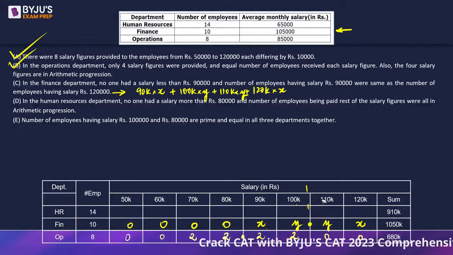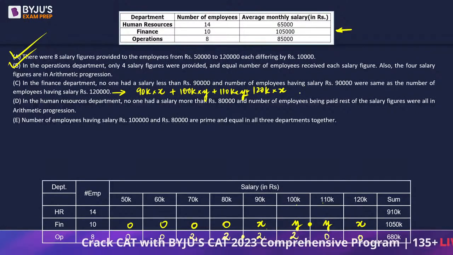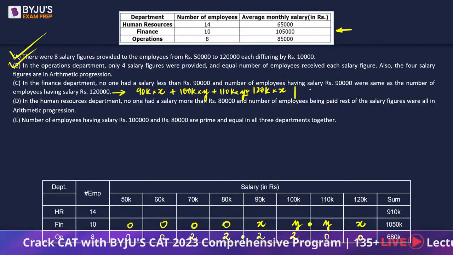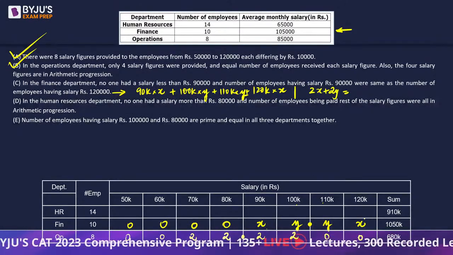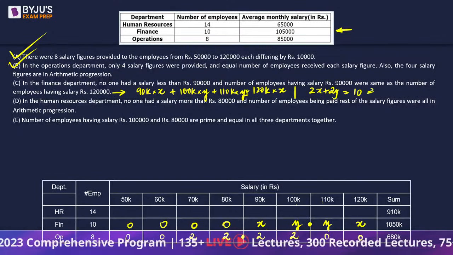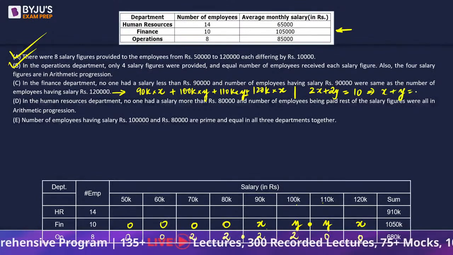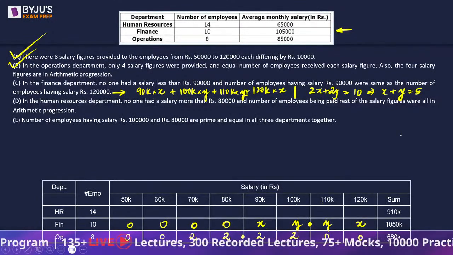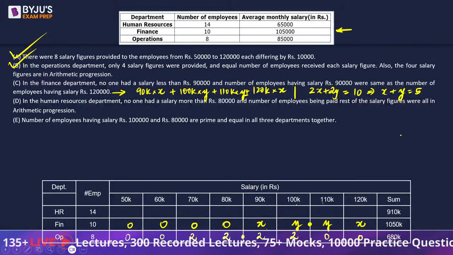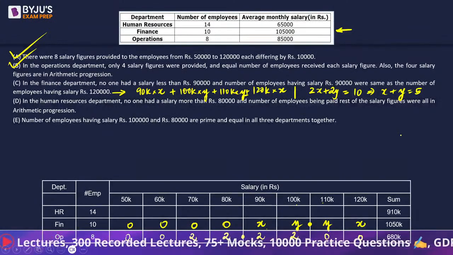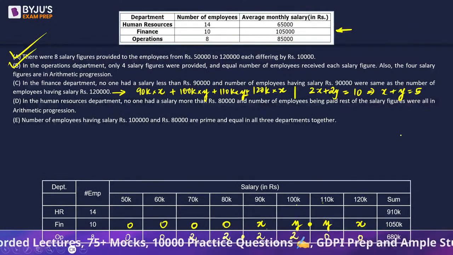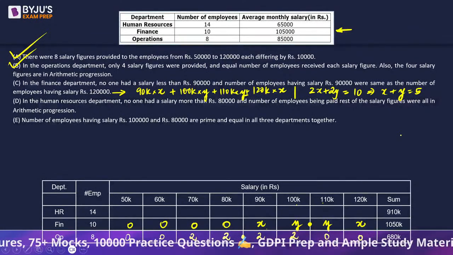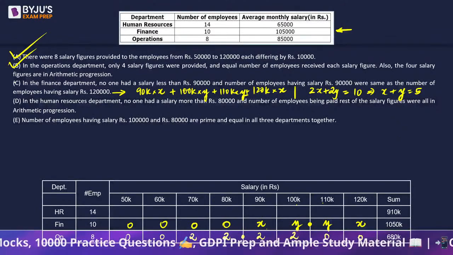Right? So from here we can say that 2 times x plus 2 times y employees is equal to 10. So this gives us x plus y is equal to 5. So x could be 1, y could be 4; x could be 2, y could be 3; x could be 3, y could be 2, and so on and so forth. X can even be 5, such that y is 0.